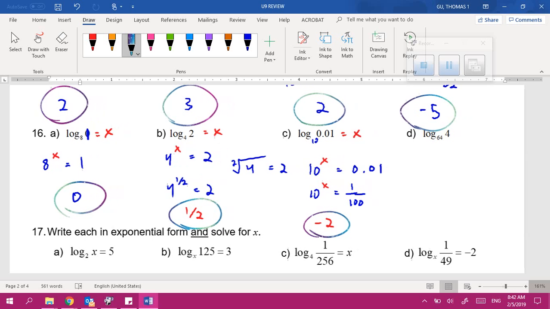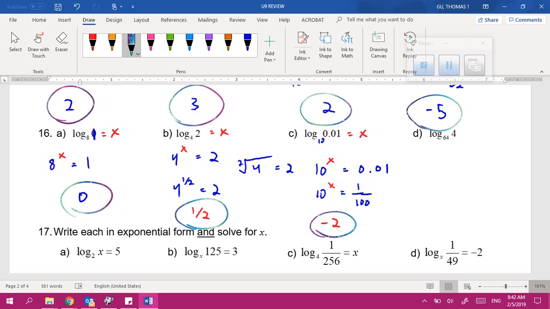All right, the last one here, log base 64 of 4 equals, so let's put the x over here to see what we're looking for. If I rewrite this in exponential form, what would it be? That's right, 64 to the x equals 4. Now, this is going to be a root, right? So what root of 64 would I use to get to 4?